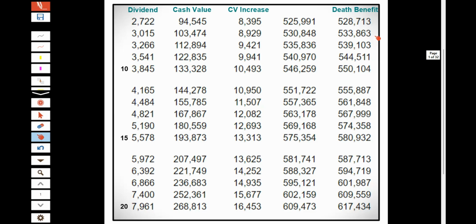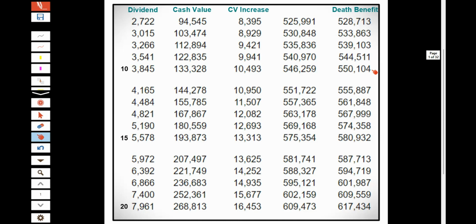Let's take a look at the death benefit. In year 6, the death benefit has gone up to 528,000. Remember, at the beginning of this policy, it was around 345,000. So your death benefit increases significantly every single year. And that is also a factor of how much premium you are putting in. So again, the more premium that you put into the policy, the bigger that the values are as far as your dividends, your cash value increase, and your death benefit.